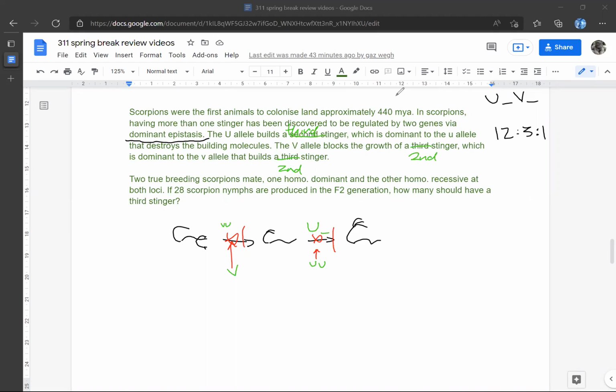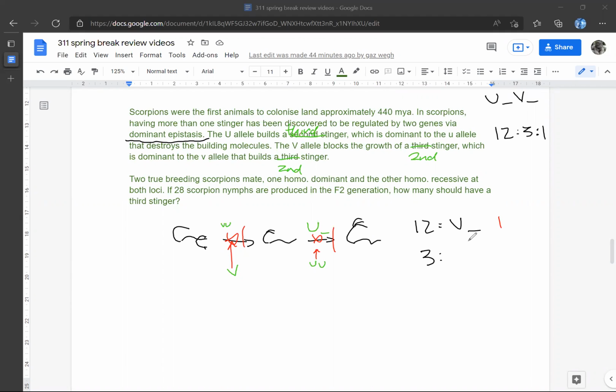And so we can, once again, create our cross. Well, actually, we know what the cross is going to be. 12 individuals are going to have at least one dominant allele at the V locus, and therefore be limited to a single stinger. I'm going to stop switching colors. 1 stinger.